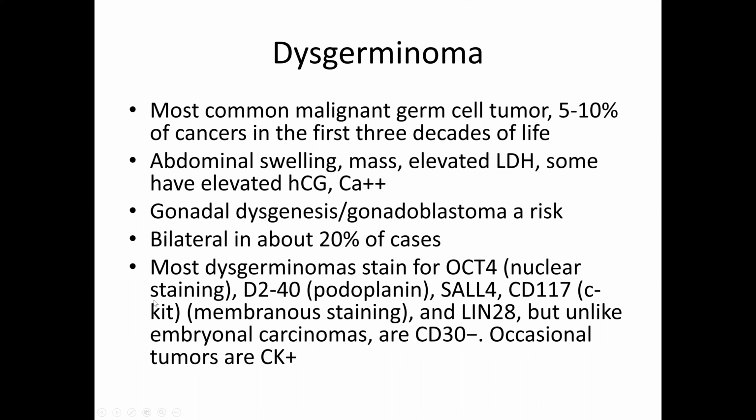Now, we're going to be dealing with a number of stains today in these lesions, and Dysgerminoma has several key markers that are not usually found in other tumors: OCT4, D240, SAL4, sometimes CD117, LIN28, but usually CD30 negative, as it is not a keratin-producing malignancy.